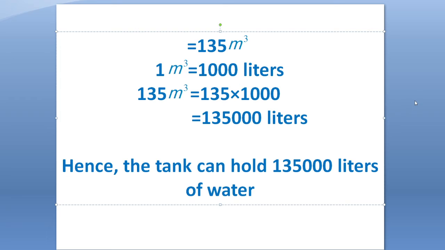Okay, now. So 1 meter cube is equal to 1000 liters. Therefore, 135 meter cube is equal to 135 into 1000 liter. That means 1,35,000 liter. Hence, the tank can hold 1,35,000 liters of water.